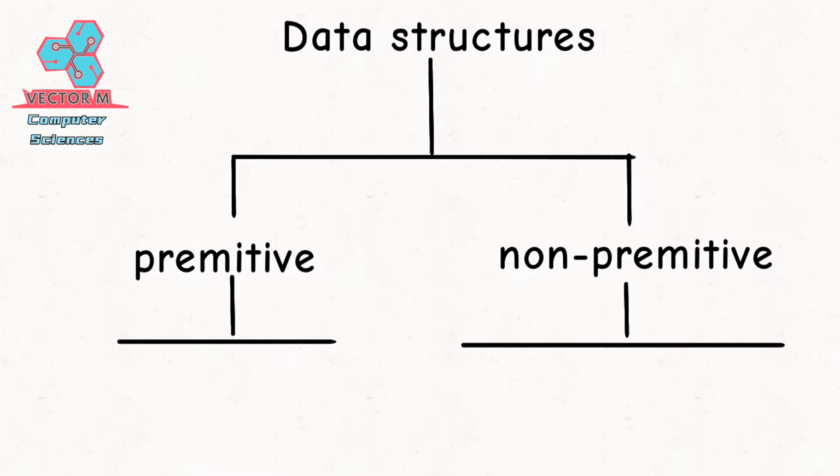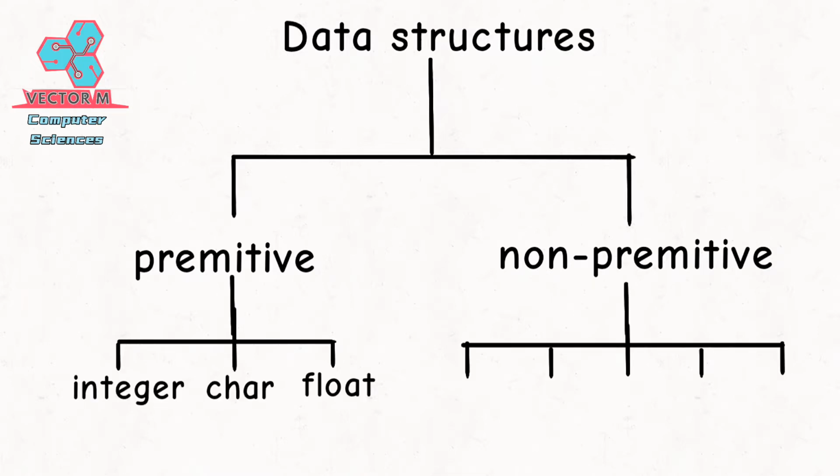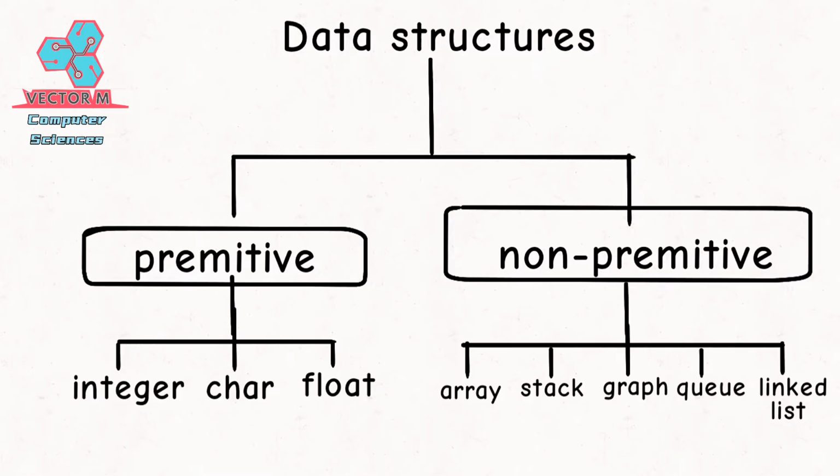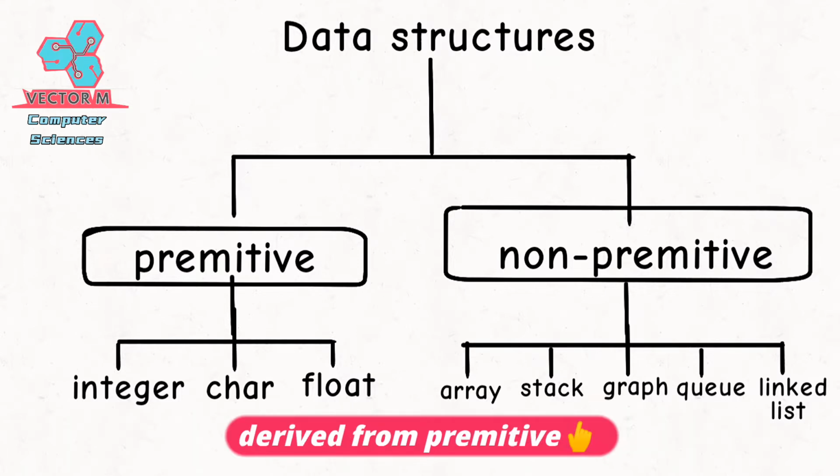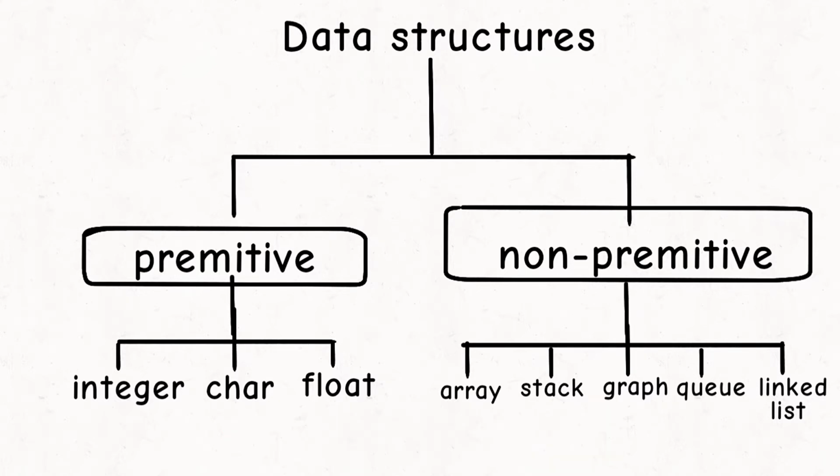Data structures are divided into primitive and non-primitive data structures. Primitive data structures are data structures that are built into computer programs. They can be operated on with machine-level instructions. Non-primitive data structures, on the other hand, are data structures that are derived from primitive data structures. They can't be directly manipulated by machine-level instructions.